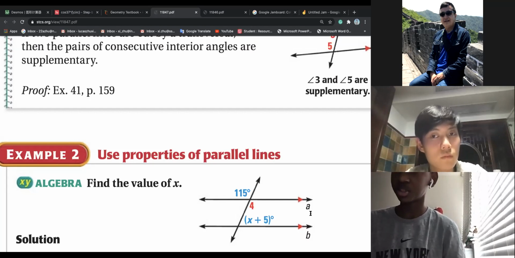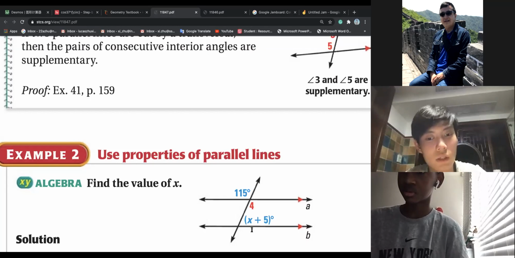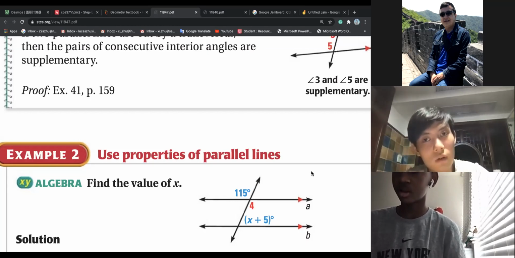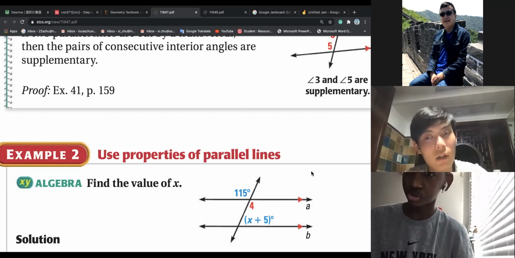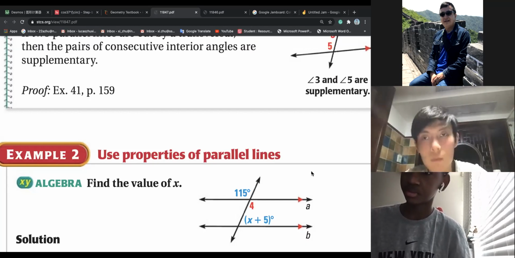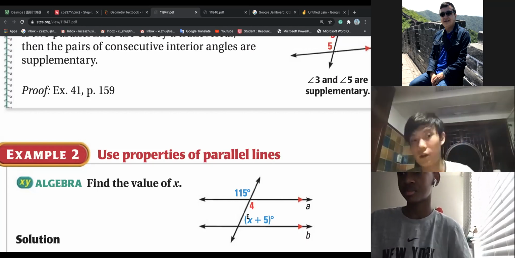X plus 5 is equal to 65. So what's x? What's the value for x? 60. Yep, 60. Okay, so that's how you solve it.